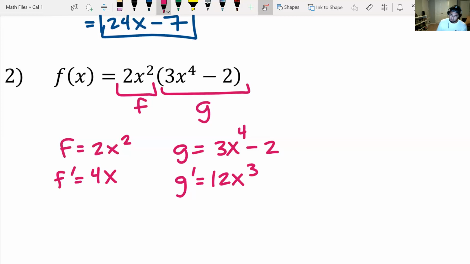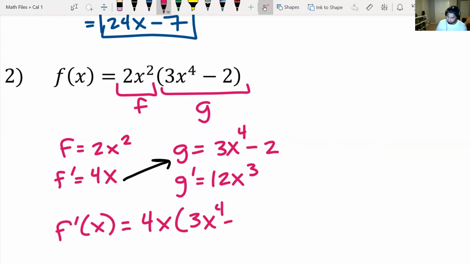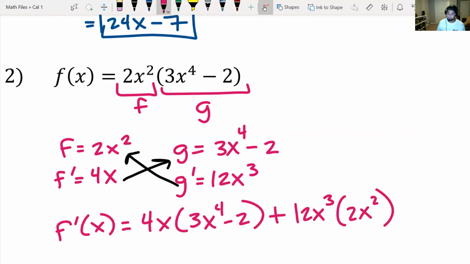Okay, then we are taking the derivative of f of x. So we'll start with f prime of x, and you'll get f prime g. 4x times 3x to the fourth minus 2 plus g prime f. 12x cubed times 2x squared. Product rule's done. Derivative's done. Calculus done. Algebra from here on.